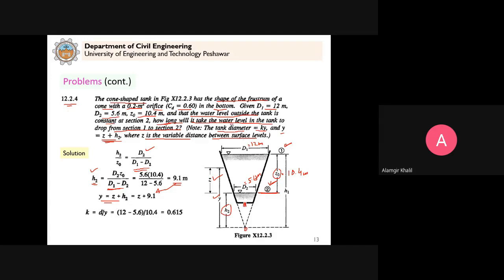Now we are already given that the tank diameter is equal to k times y. This is also given in the question, because the diameter is a function of the depth y. Clear? So k is equal to d by y, which is given in the problem statement. So this, 12 minus 5.6 divided by 10.4, what does this mean? What we have written here is actually the k. This is actually your k, d by y, or d is equal to ky. This is given. What are we given? We are given d is equal to ky.